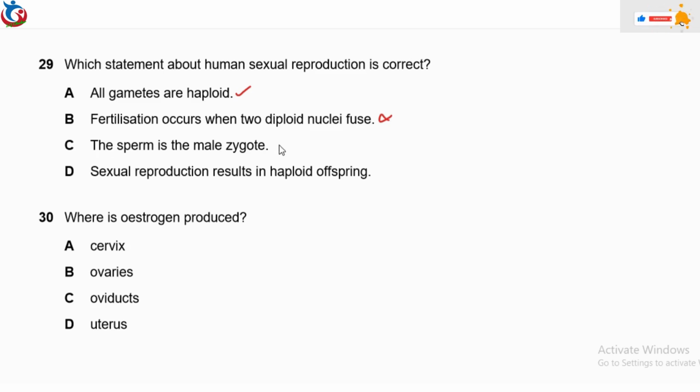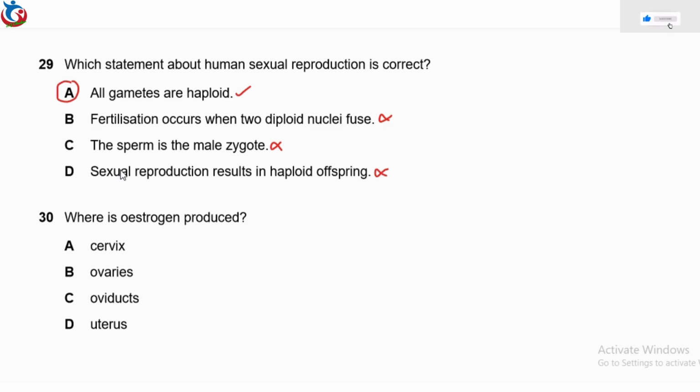The sperm is a male zygote? No, it's a male sex cell. Sexual reproduction results in haploid offspring? No, it produces diploid offspring. So the correct option here is option A. All gametes are haploid. So we'll now go to the next question, which is question 30.